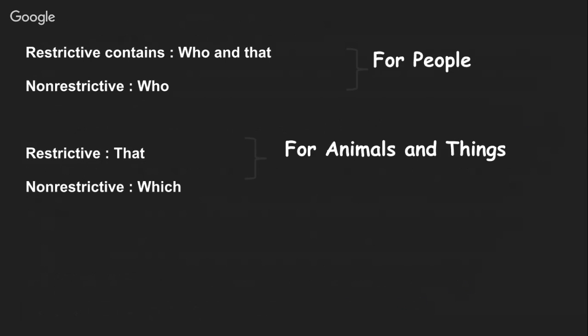In restrictive clauses, we use who and that if it refers to people. Non-restrictive clauses contain who, and also refer to people. For animals and things in restrictive clauses, we can use that. And for non-restrictive, we can use which.